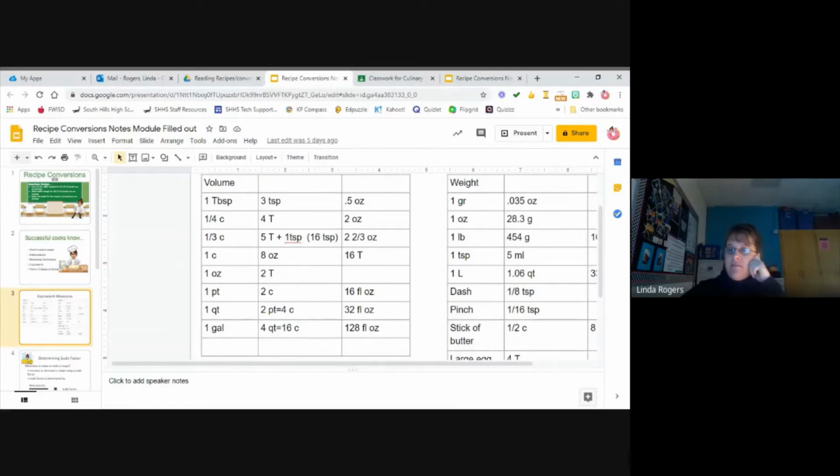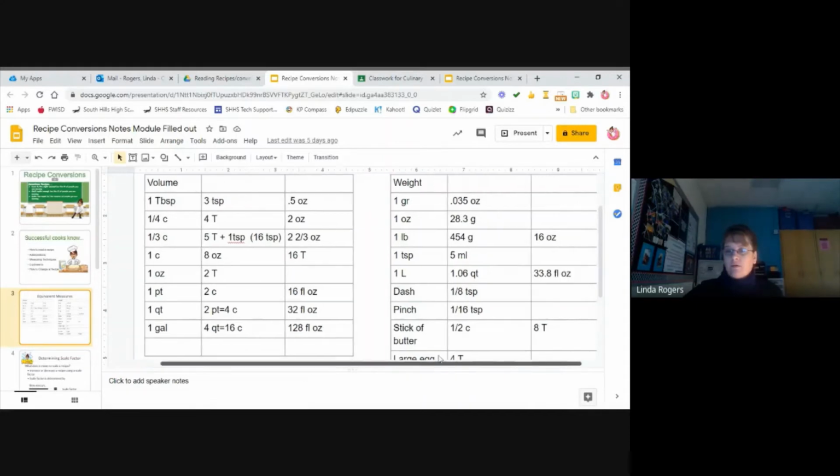Does everybody see that? All right, 1 ounce is 2 tablespoons. 1 pint is 2 cups. It's also 16 fluid ounces. A quart is 2 pints or 4 cups or 32 fluid ounces. And then a gallon is 4 quarts or 16 cups or 128 fluid ounces. Okay. Does everybody have that on their chart?